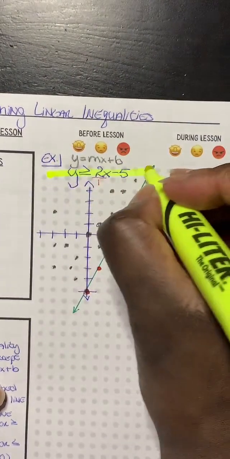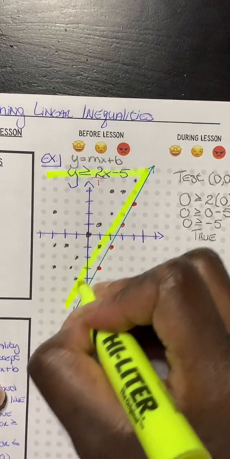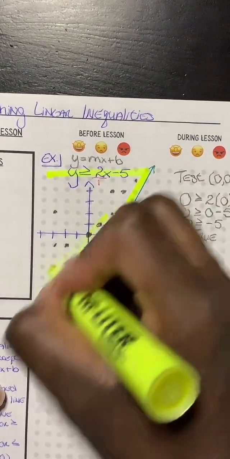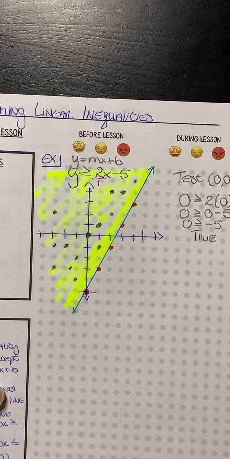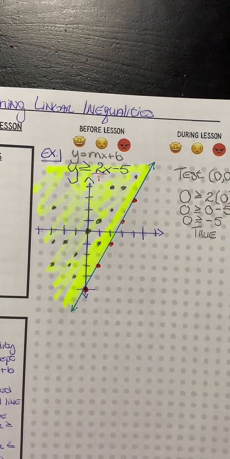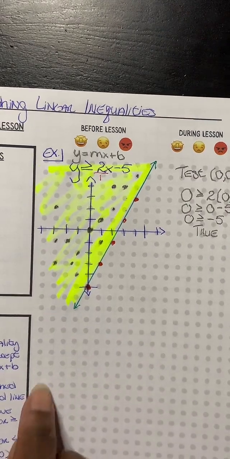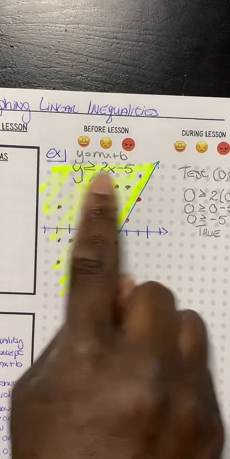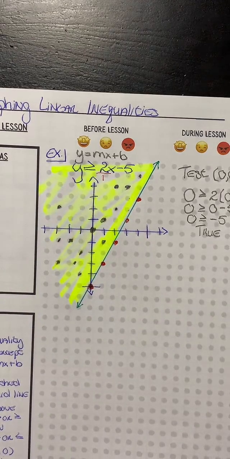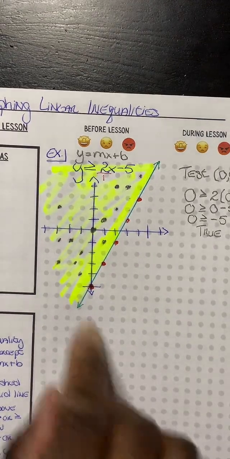So we take maybe a highlighter, if you have it. I love to use highlighters when it comes to this. I just do a little light shading. Okay? So I'm saying every single solitary point on this side of the boundary line is going to give me a true statement. If you don't believe me, all right, let me try.